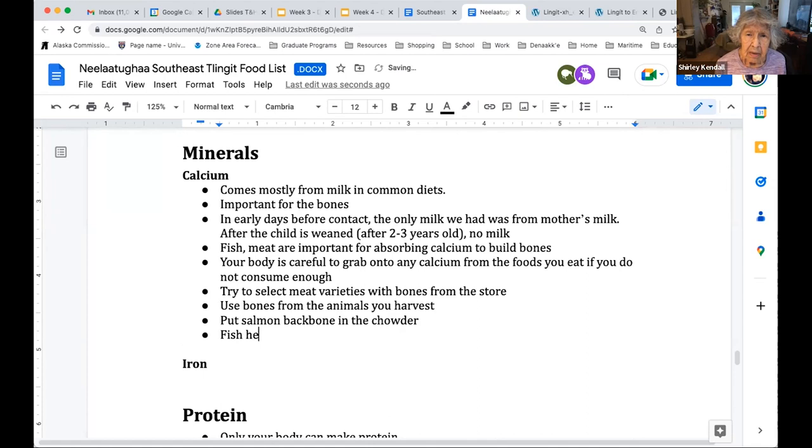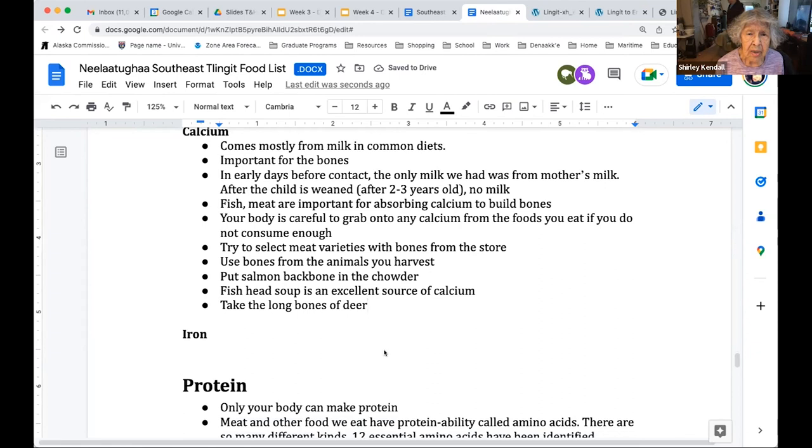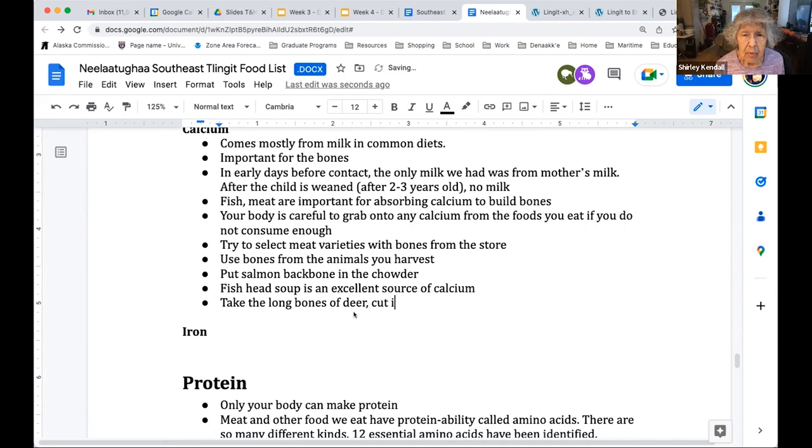So if you don't eat fish heads, and you don't eat backbones, you don't eat deer bones, seal bones, all of those. What my parents used to do is take the long bones of deer, and I think the Athabascans do the same with moose. It's to take the long bones, cut it up. Of course, with the moose, you have to use a saw, but with the deer bones, my dad used to just use a hatchet to break it up and then cook it. Cook it for a long, long time. And then we used to take the bones and chew on whatever meat is left on there. And so the calcium leaches into the food.